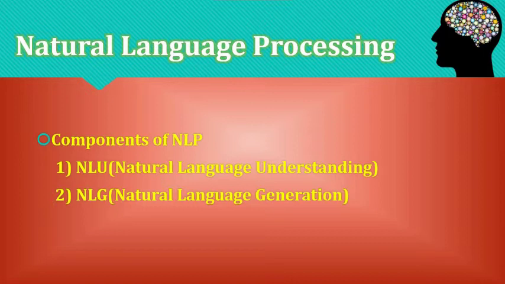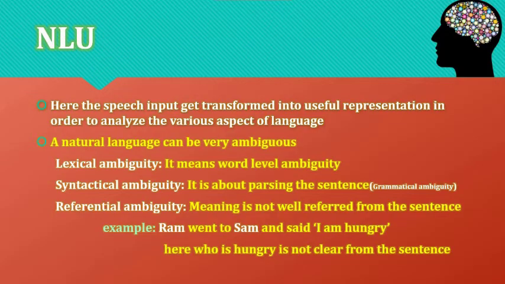In this slide, let me talk about the components and the phases of natural language processing. First of all, let's talk about natural language understanding. In this phase, the machine will try to understand what you have spoken. Here the speech input gets transformed into a useful representation. Suppose you are talking in English; the machine will convert the English into machine language, and it will understand your sentence.